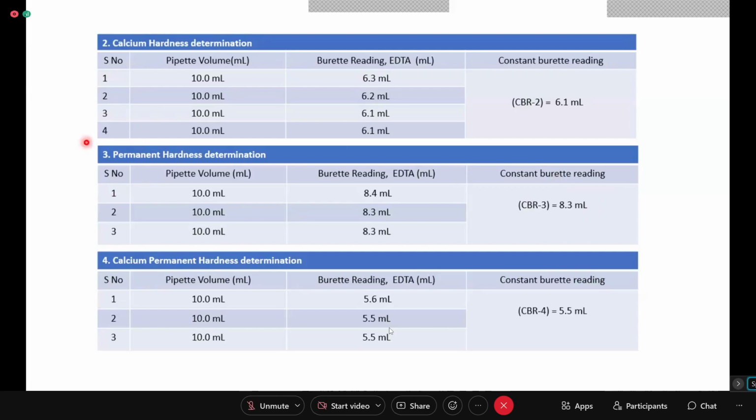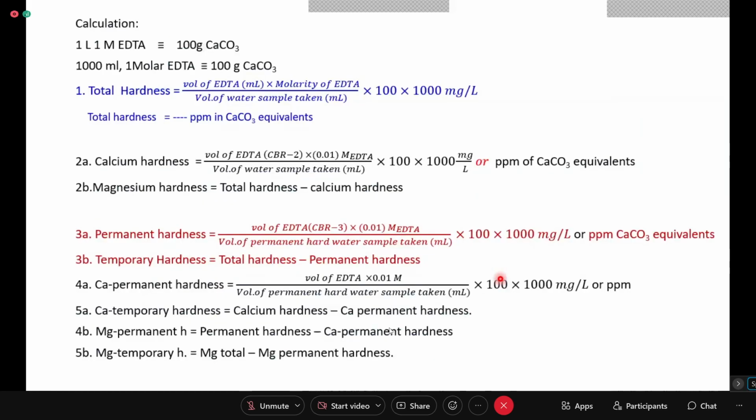Now, this 100 ml water sample, which is permanent hard water sample, that is taken in the fourth table. Here in the fourth procedure, you take 10 ml of permanent hard water. To this, you will add NaOH and murexide indicator. So magnesium will be removed. So magnesium permanent is removed and only calcium permanent remains in it. So now this titer value corresponds to calcium permanent hardness. Okay. And then go for the calculation.